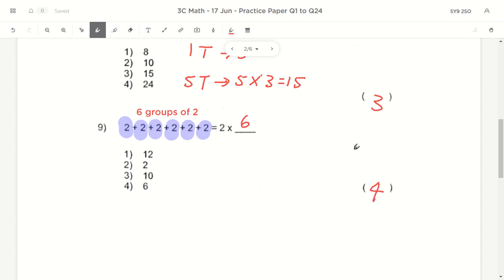Okay, yeah, a lot of you just write the answer 12 because you know 2 plus 2, 4, 6, 8, 10, 12. You think the answer is 12. In a sense, correct, but they're asking you 2 times what give you 12. So 2 times 6 give you 12.